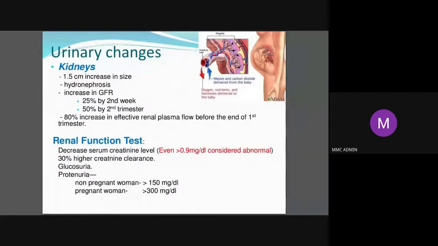Yeah, this is again very important, especially when you are going to interpret the renal function test. As you know, the blood flow to all the organs of the body increases. So in the kidney, the GFR is increasing, and as the trimesters advance, the increase is also more. So what happens is more blood is going, it is washing out everything. So the serum creatinine will be quite low in pregnancy. What is normal for a non-pregnant woman may even be high for a pregnant lady. So this is what you have to know in order to interpret the renal function test.